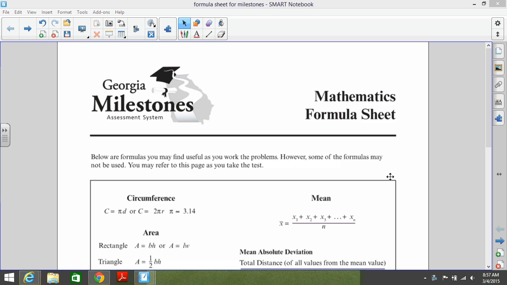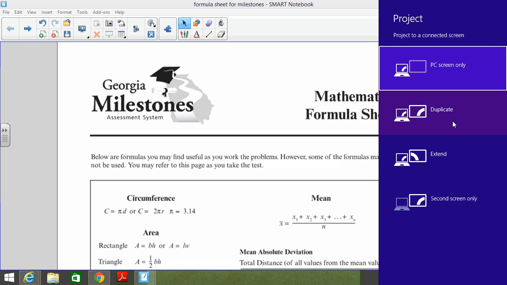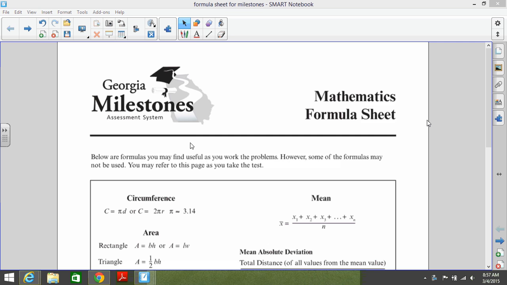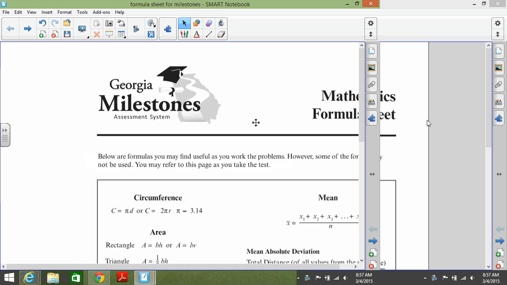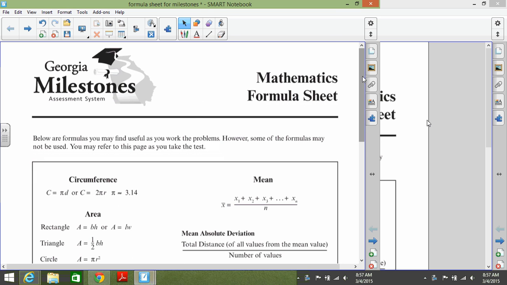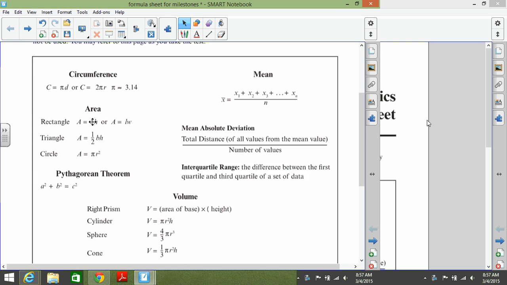Take out your formula sheet. Today we are looking at the formula of area for several different polygons. Okay? If you will have out your formula sheet, we're going to add some formulas to it. So go underneath the area column here where it says rectangle, triangle, and circle.